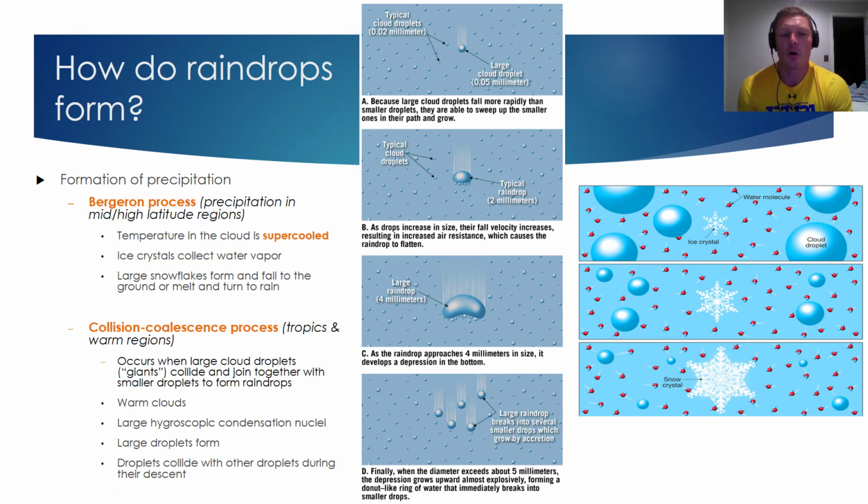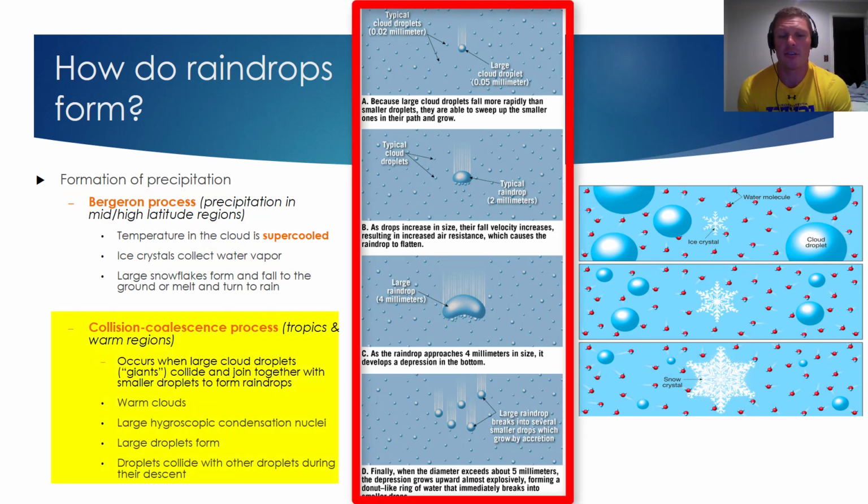The other process I'd like to overview is the collision coalescence process, and this process is especially relevant in the tropics and in warmer regions. The collision coalescence process occurs when large cloud droplets, which we call giants, collide and join together with smaller droplets to form raindrops. This process occurs in warmer clouds, where the temperatures are above freezing.